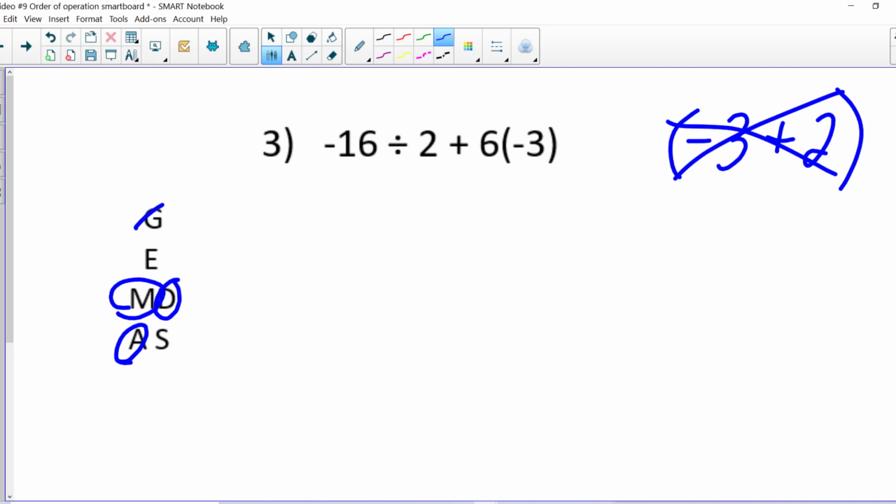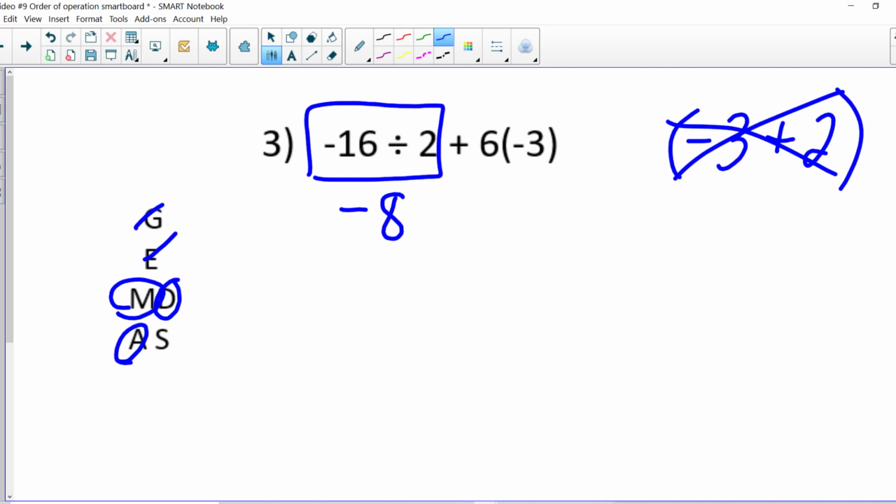Now, since I don't have any grouping symbols or exponents, what's the first thing that I'm going to do? Am I going to multiply first? No. Why not? Because division came before multiplication in the problem going from left to right. So we're going to divide first. So we're going to put a box around negative 16 divided by 2. You got to remember your integer rules for division. Remember, when you're dividing two different signs, the answer will be what? Negative. So then 16 divided by 2 is 8. So that would give me a negative 8.